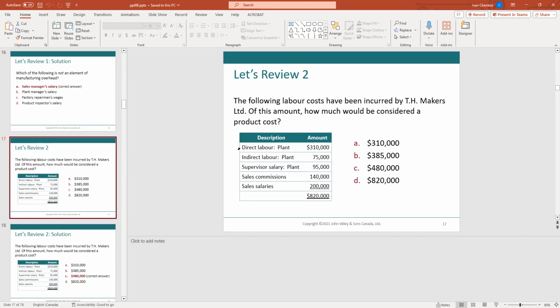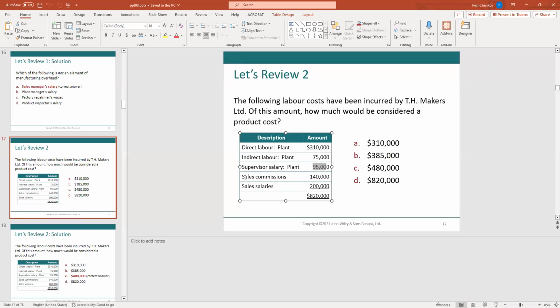Is direct labor product cost? Yes. No questions about it. How about indirect labor? Is it the product cost? Yes, it's a manufacturing overhead, correct? Now, indirect labor for the plant, that's a manufacturing overhead. Supervisor salary for the plant. Is that a product cost? Yes.